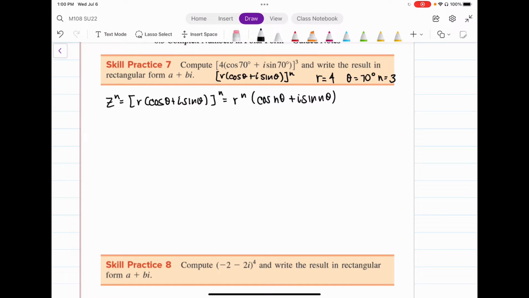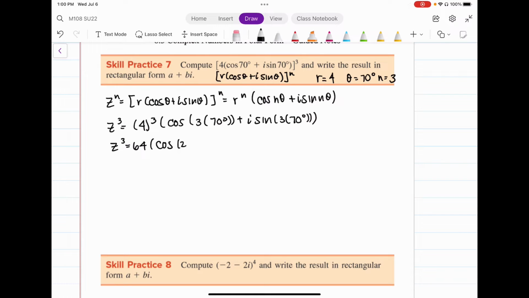Applying the formula, then z to the third is equal to r to the third, or 4 to the third, times the cosine of 3 times theta, which is 70 degrees, plus i times the sine of 3 times 70 degrees. 4 to the third is 4 times 4 times 4, which is 64, times the cosine, 3 times 70 degrees is 210 degrees, plus i sine 3 times 70 degrees is 210 degrees.